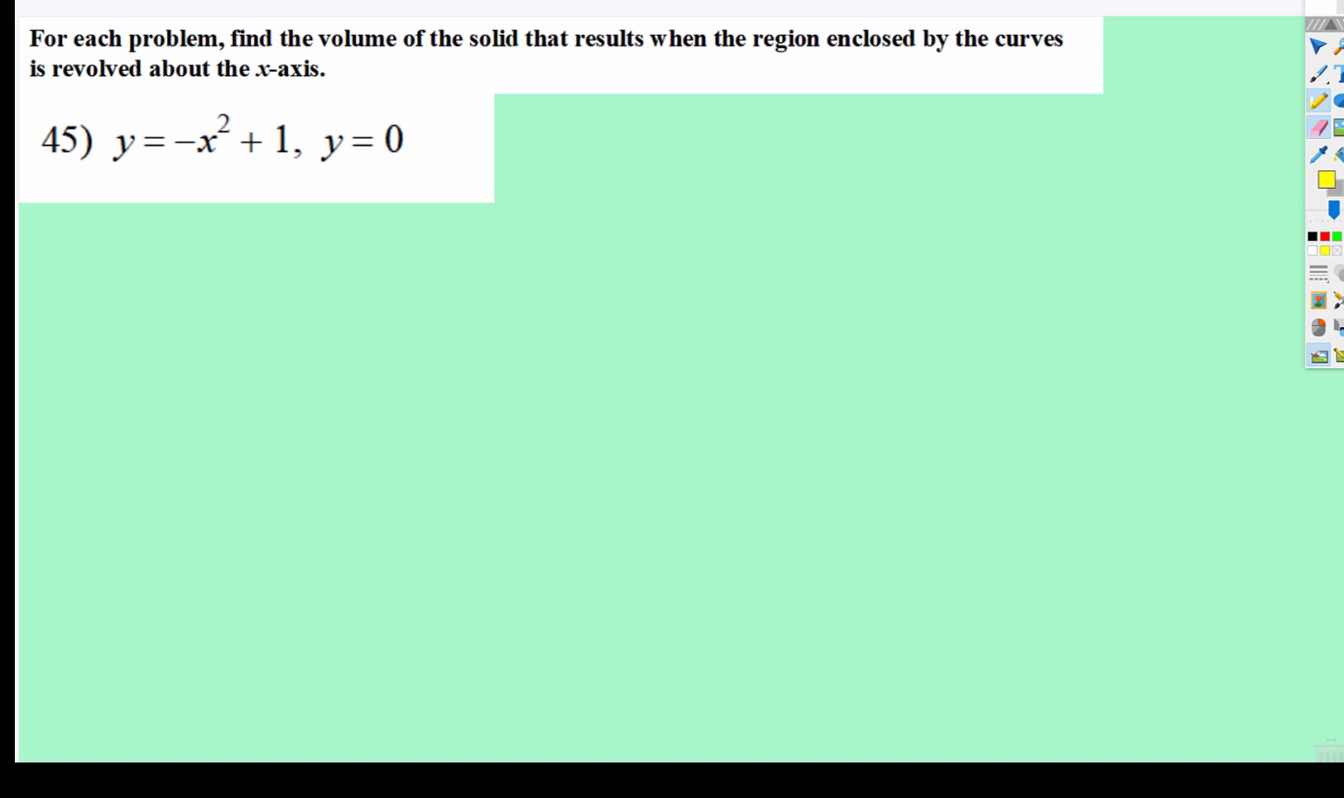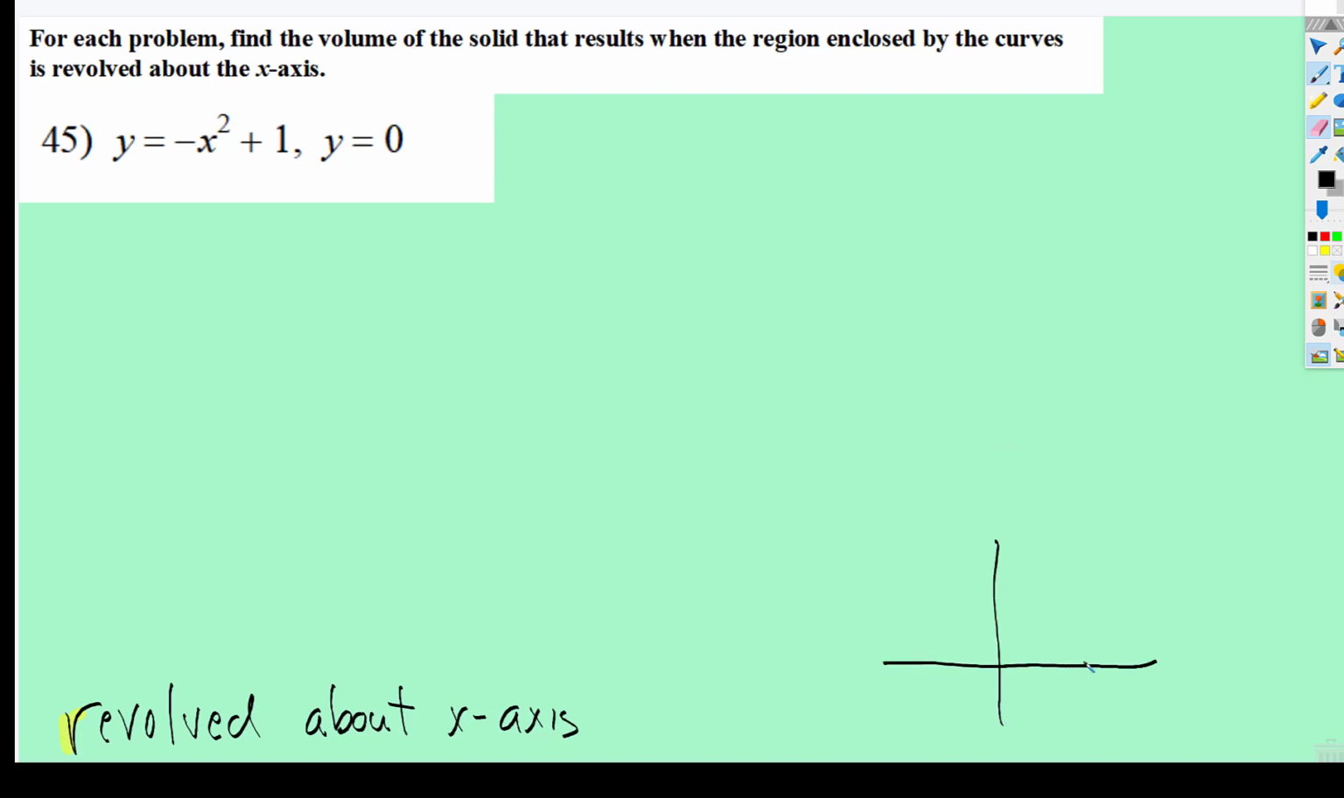All right, now we have a brand new situation. For each problem, find the volume of the solid that results when the region enclosed by the curves is revolved. When you see the word revolved about an axis, it could either be y or x, but in this case it says x-axis. So let me give you an example. Let's say you had the square root of x.